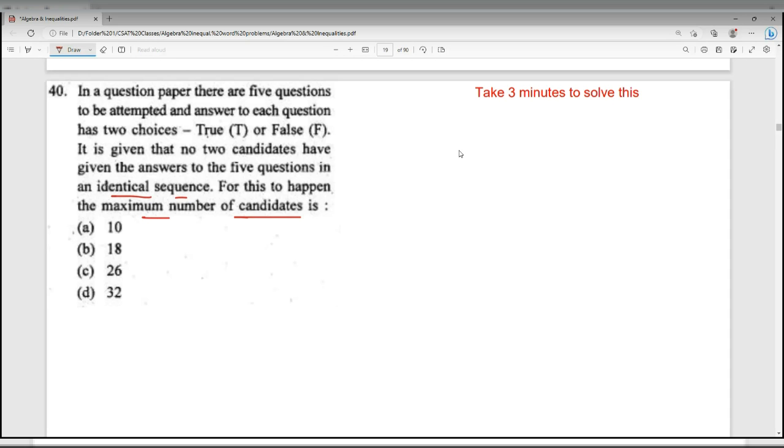So what they're saying is there are 5 questions, 1, 2, 3, 4, 5, and each question has 2 choices, true or false, true or false, true or false. So there are 2 choices for each question here, and they are saying that no 2 candidates have given the answers to the 5 questions in an identical sequence. So the sequence has to be unique.